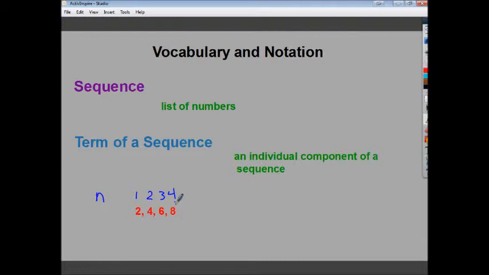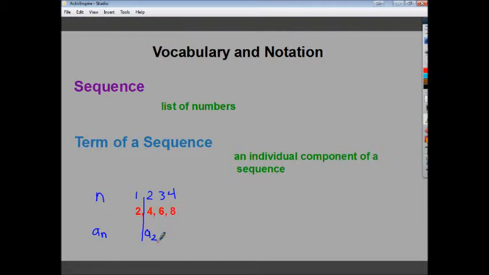If you wanted to be even more specific, you would use the a sub n notation, where the second term would be a sub 2. It's telling you that not only is 4 in the sequence, it's also the second term in that sequence.